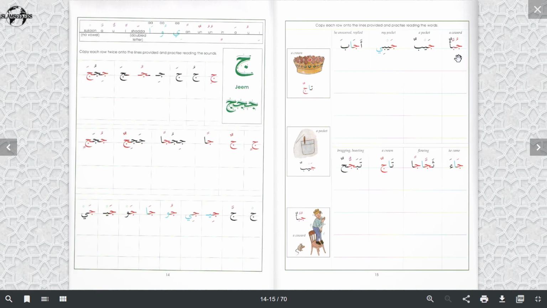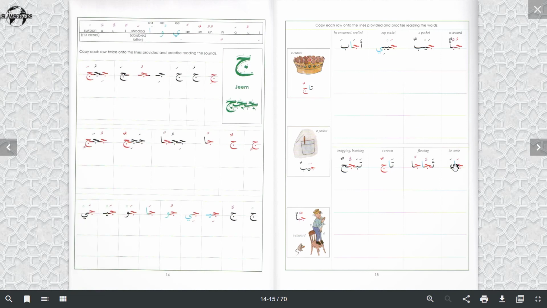Page 15. Listen carefully and repeat. Line 1. A coward. A pocket. My pocket. He answered or replied.